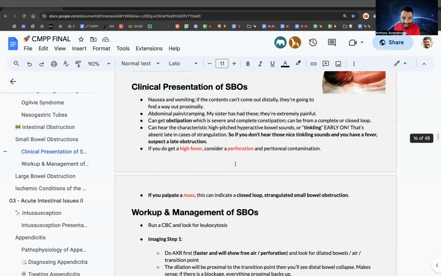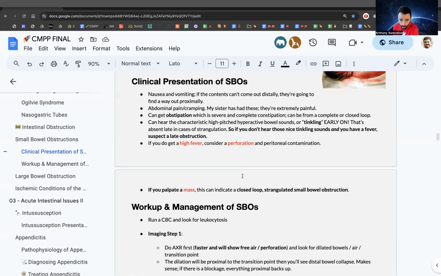You're going to get something called obstipation, which is severe and complete constipation. You're going to hear those high-pitched, hyperactive bowel sounds, or the tinkling, but only early on. If there's a strangulation, you're not going to hear those. All right, so if you don't hear those sounds and you have a fever, there could be an obstruction, and a late obstruction.